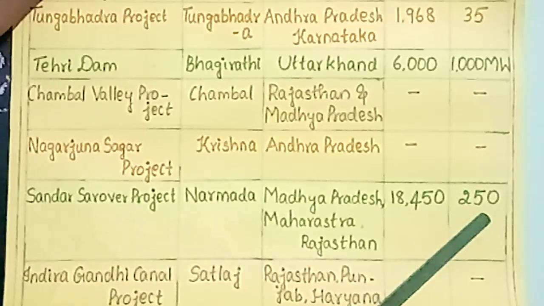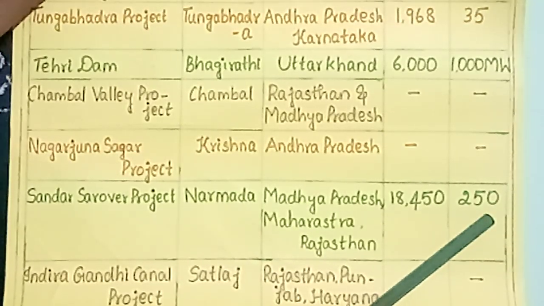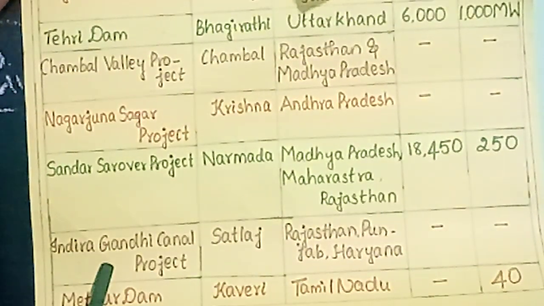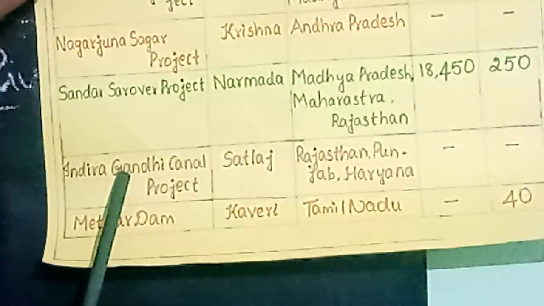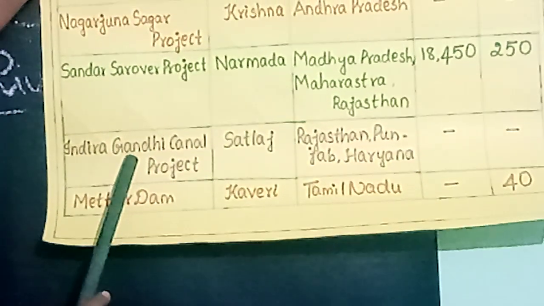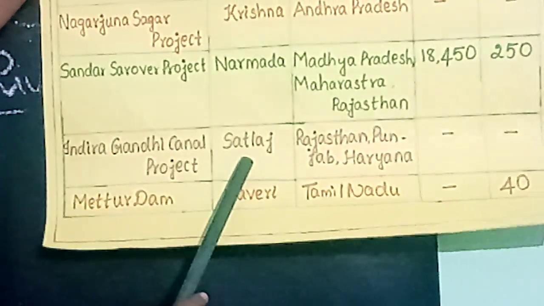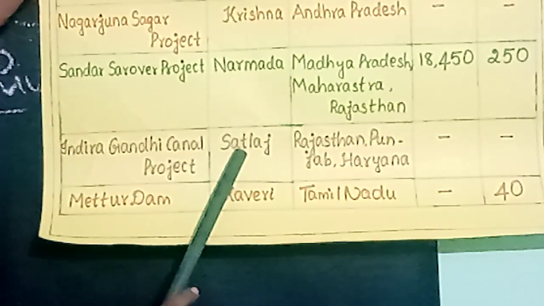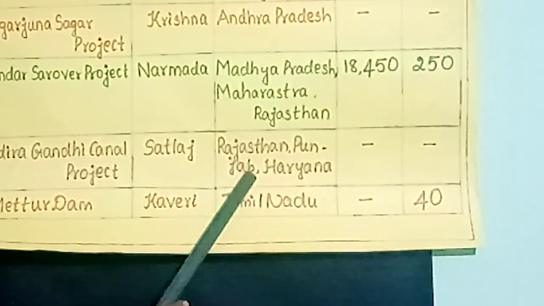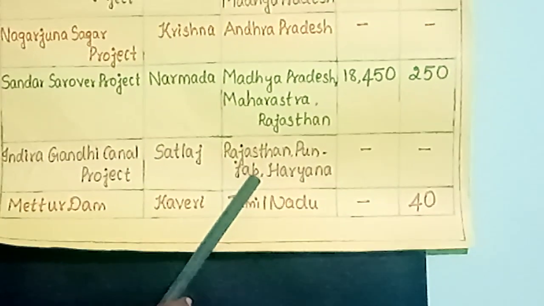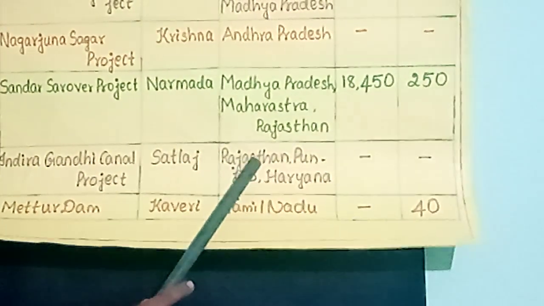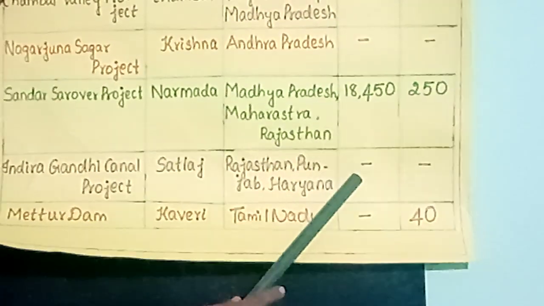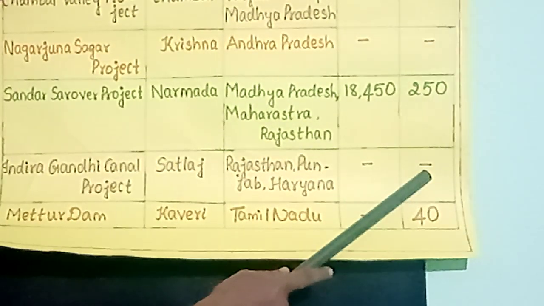250 megawatt electricity is produced through this dam's water. The next one is Indira Gandhi Canal project. This dam is built across the river Satluj. The benefit states are Rajasthan, Punjab, Haryana. This dam also supports irrigation and producing electricity.